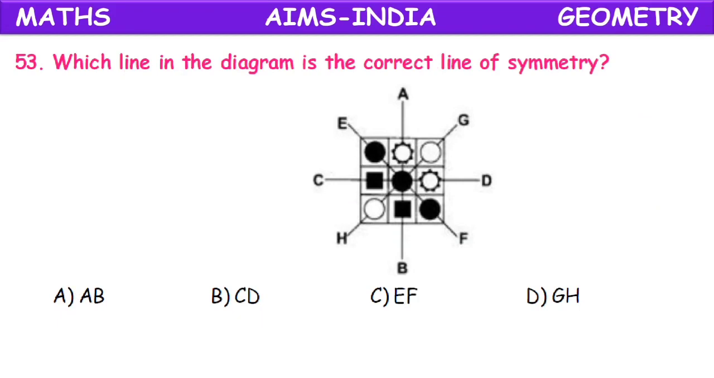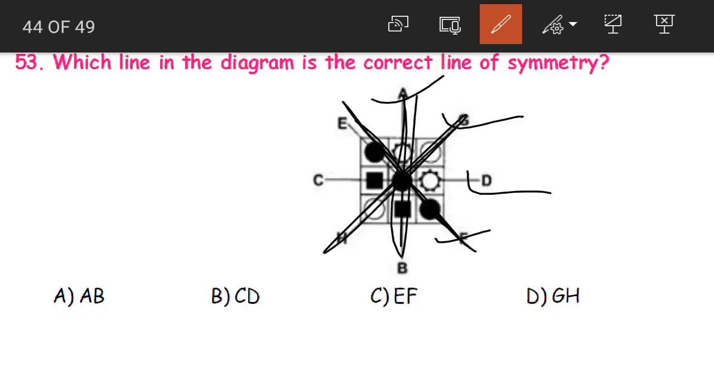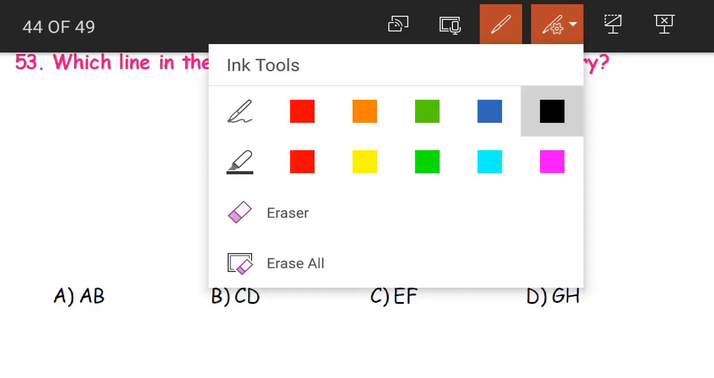Question 53. Which line in the diagram is the correct line of symmetry? So we are already given how many lines? 1, 2 and 3 lines. Are these 3? 1, 2, 3, 4 lines. Yeah, we are having 4 lines. See, this is line 1, line 2, line 3 and line 4. Now from these 4 we need to find out which is the correct line of symmetry.